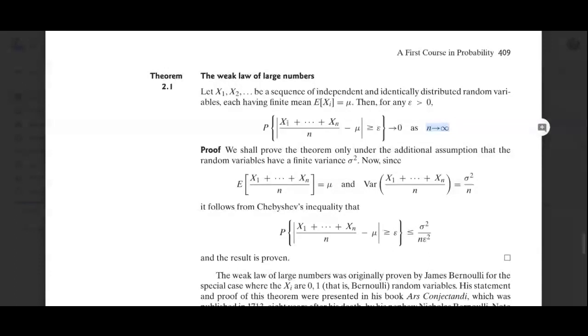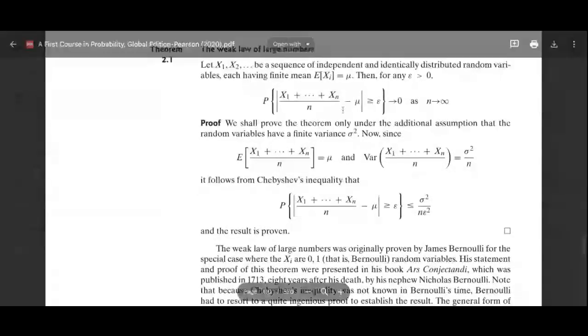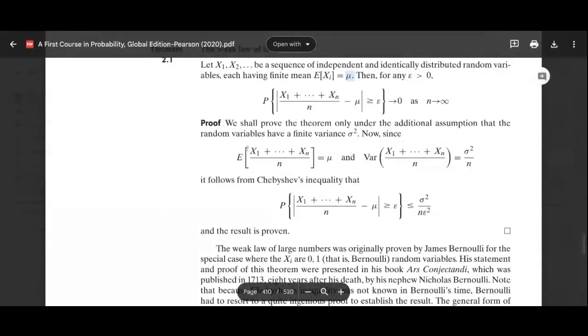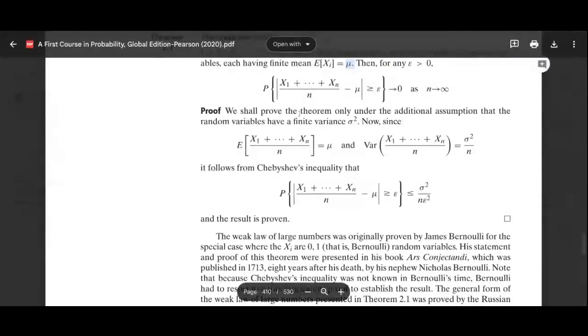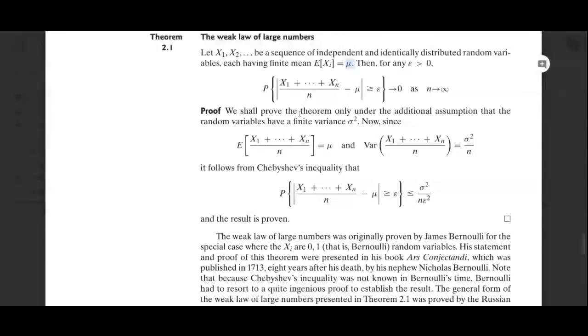What does this mean? This means the average, right? The average just tends to be this mu, the mean value. Let's see this proof. We prove the theorem only under the additional assumption that the random variables have a finite variance sigma squared.